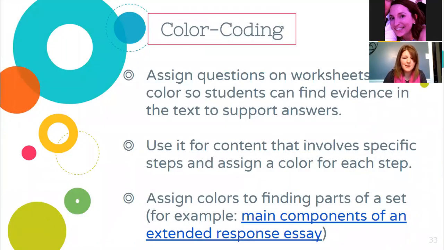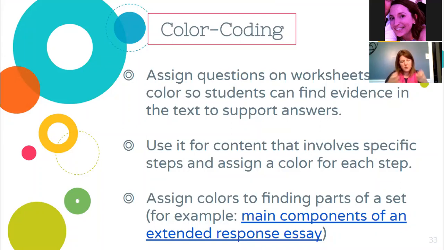Just need some highlighters. Again, you can carry it in that little arsenal of stuff that you take to your class where you're prepared for anything. So that's one of my favorite ways to use color coding, but you can also use it for content that involves specific steps and assign certain colors for each step. And you can also use it for rubrics.